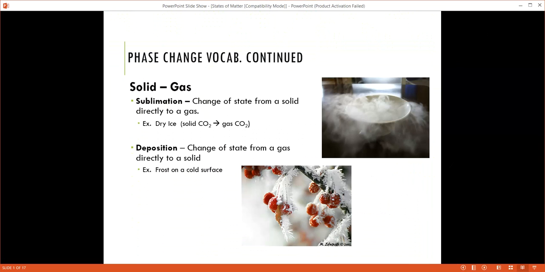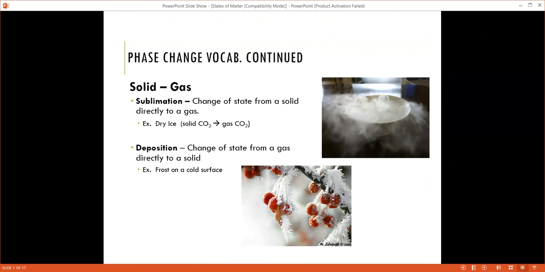Now, two phase changes that you may not have heard before, you guys read them in your book, are sublimation and deposition. These two phase changes have to do with going directly from a solid to a gas or a gas to a solid, and you skip the liquid phase.